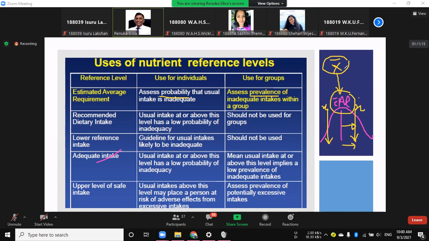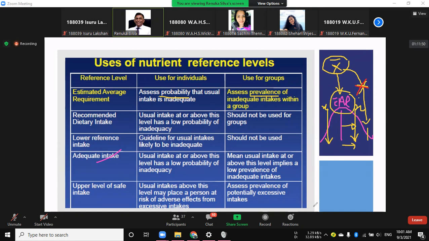It should not be compared with RDA. You cannot compare this value with RDA. You should not, or you cannot compare. Make a note of that. We cannot compare the population mean value with RDA, but the population mean value should be compared with EAR. That's wrong to compare with RDA.